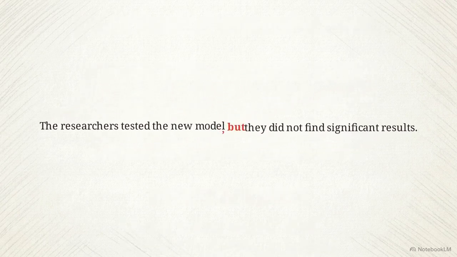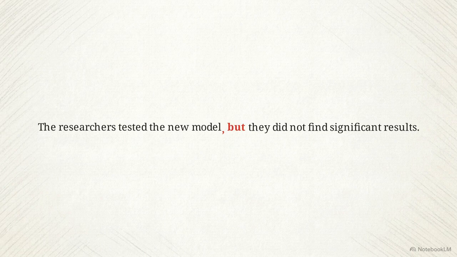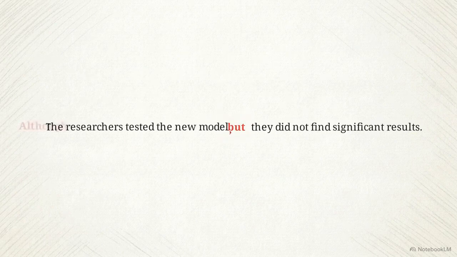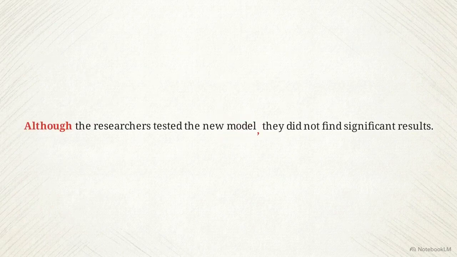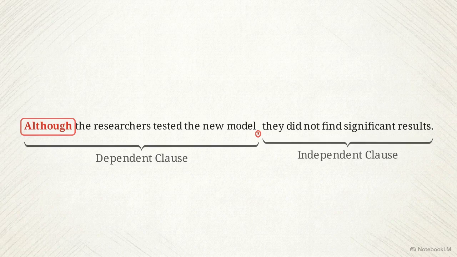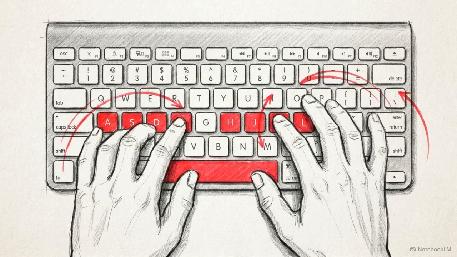Here is the compound variation. The researchers tested the new model, but they did not find significant results. Note the comma before but. And here is the complex variation. Although the researchers tested the new model, they did not find significant results. The subordinator starts the sentence, so the comma follows the dependent clause. Knowing how to correctly build both forms gives you total control over how your evidence and arguments are paced.